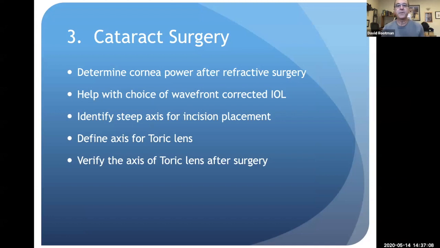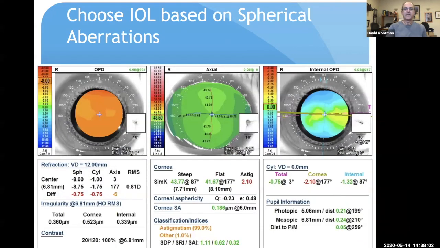Now, in cataract surgery, we can use the topography to help us determine the corneal power if the patient's had refractive surgery. And it can give us help with the choice of what kind of IOL to put in, whether we want a negative spherical aberration lens like the Alcon or the J&J lens. It can help us identify the steep axis for incision placement if we're going to do limbal relaxing incisions. It can help us define the axis for a toric lens. And likewise, if you've got certain add-ons with the topography, it can help you verify the toric axis of your toric lens.